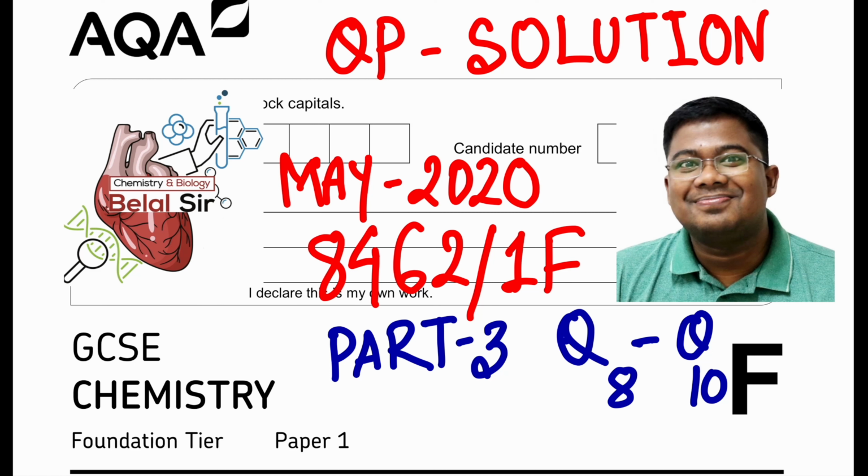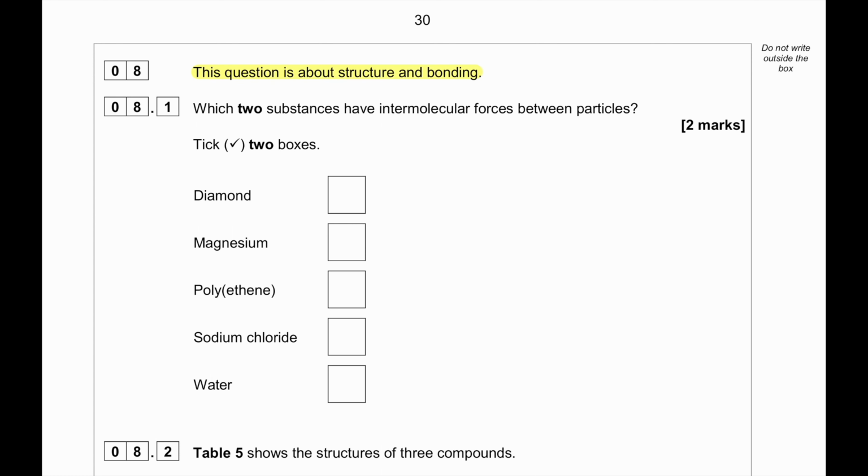Hello everyone. Today we will be solving AQA GCSE Chemistry May 2020 Foundation 8462 Part 3. In this video we are going to be solving from question number 8 to question number 10. This question is about structure and bonding.